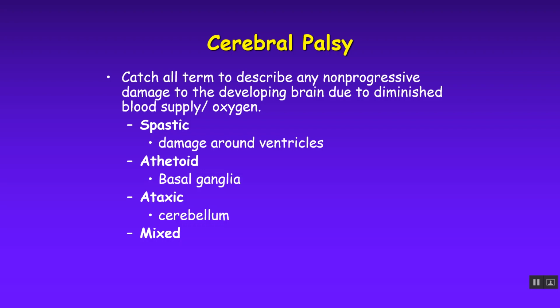But believe me, you can have somebody who's got damage to both the basal ganglia and the white matter tracts around the ventricles, so you can have a spastic athetoid. You can have double things, where they're more athetoid with a little bit of spastic, or they're spastic with a little bit of athetoid nature to their movements.